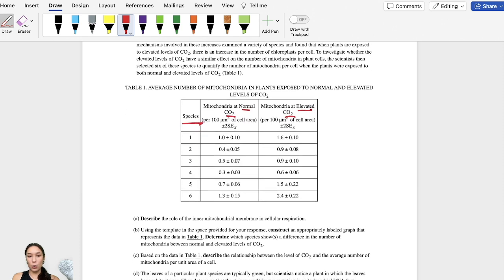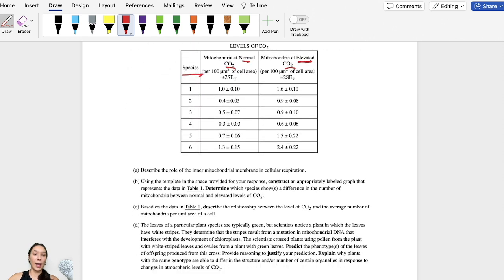Okay, so let's start off with A, which is pretty straightforward. It asks you to describe the role of the inner mitochondrial membrane in cellular respiration. So this doesn't really have much to do with the question. This is a theory question that you guys should all know.